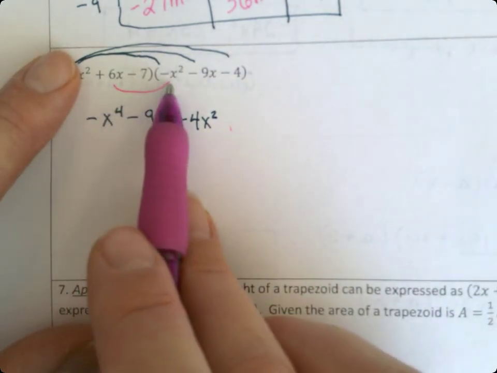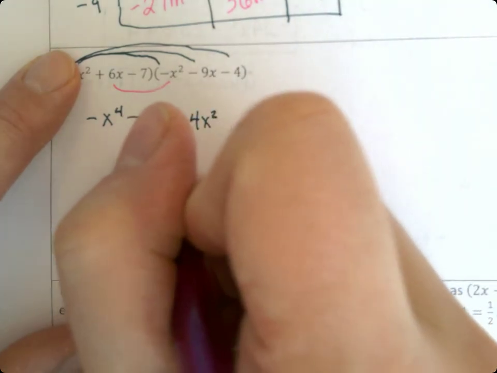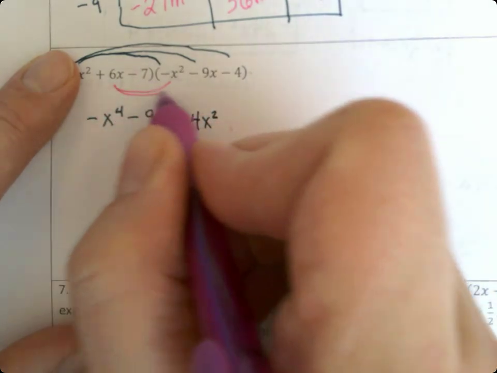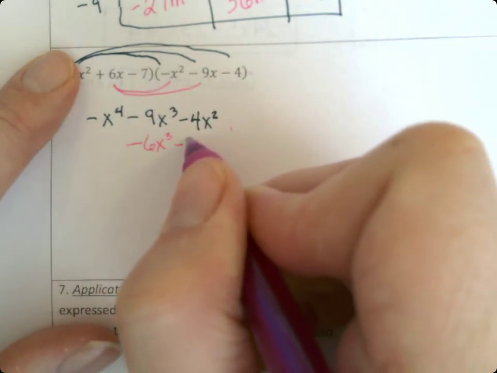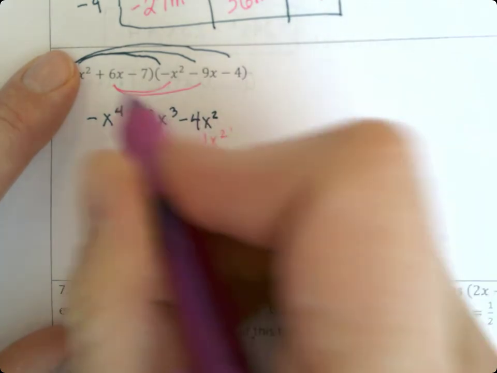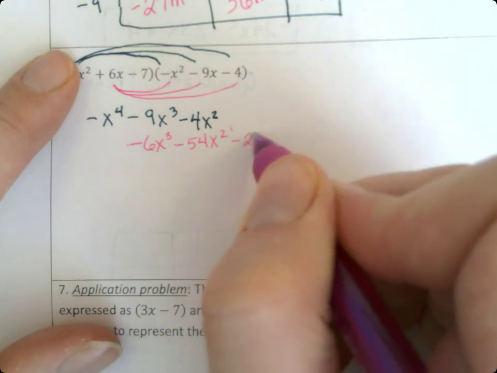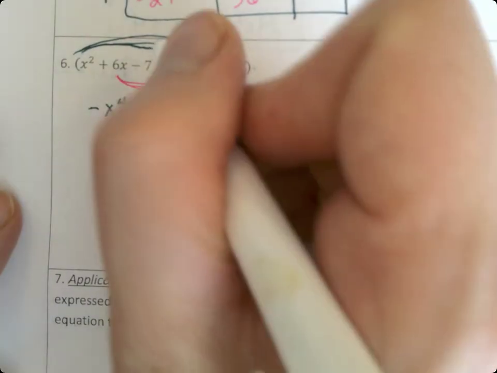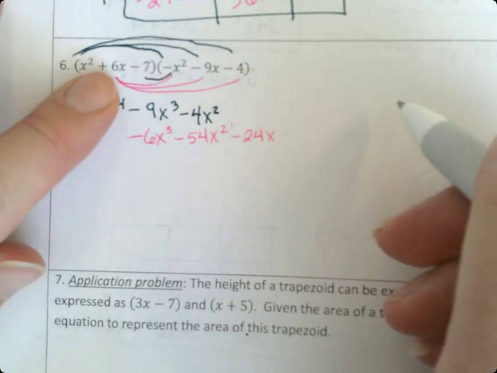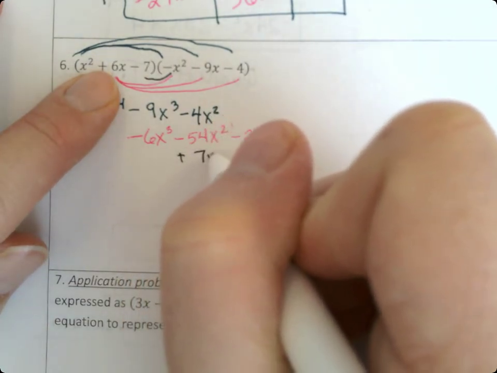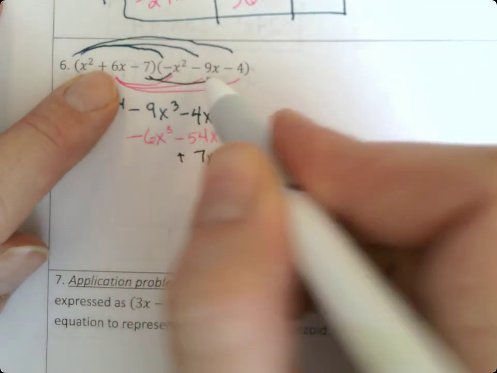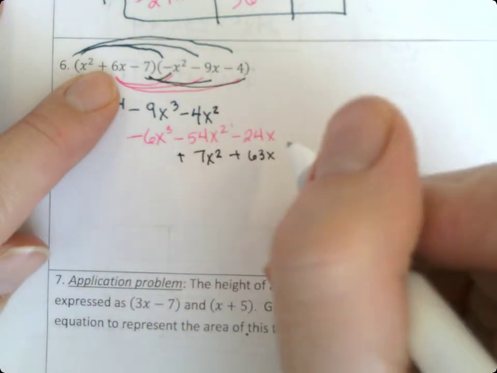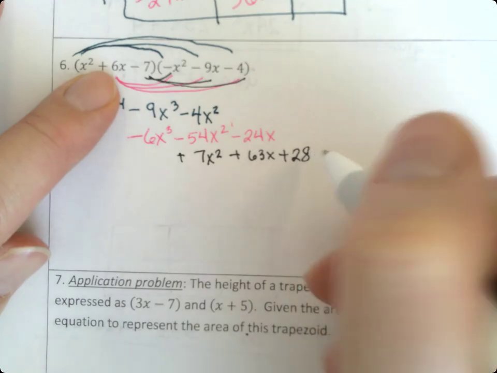When I take 6x times negative x to the second, I'm going to get a negative 6x to the third. So I just line up that like term. And then 6x times negative 9x would be negative 54x to the second. And then 6x times negative 4 would be negative 24x. Then I'm going to come back and do that negative 7. So negative 7 times negative x squared would be a positive 7x squared. So I found my x squared, I lined it up. And a positive 63x. And last, a positive 28 with no x.